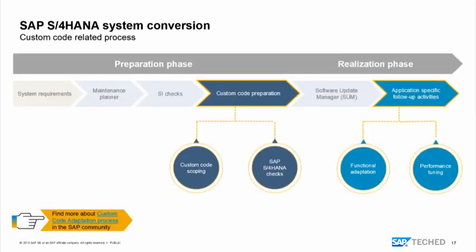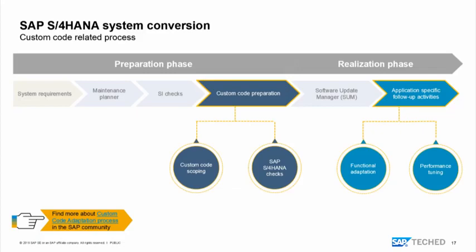Third part in this overview: after the maintenance planner, which is checking the source system more on component level, and the simplification item check more on business or application level, we have now custom code preparation. Why do you have to consider working on your custom code?